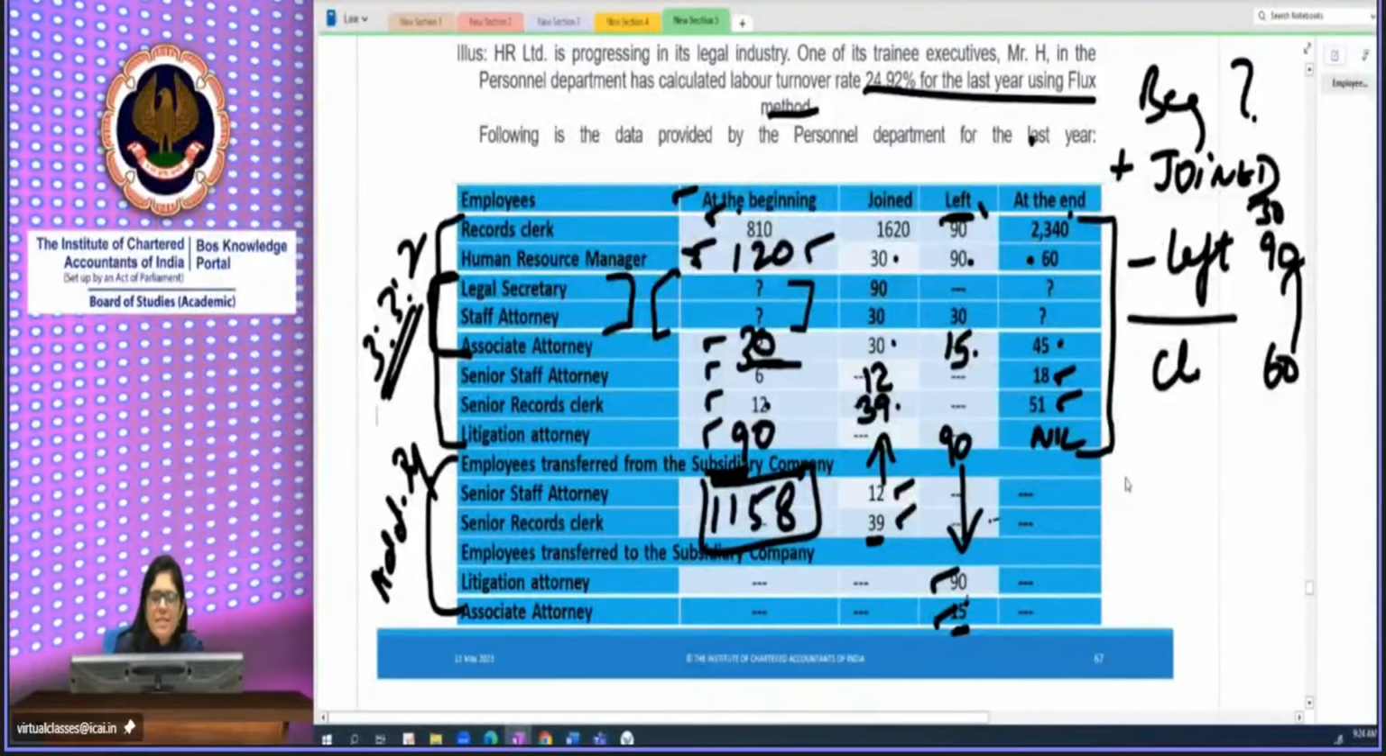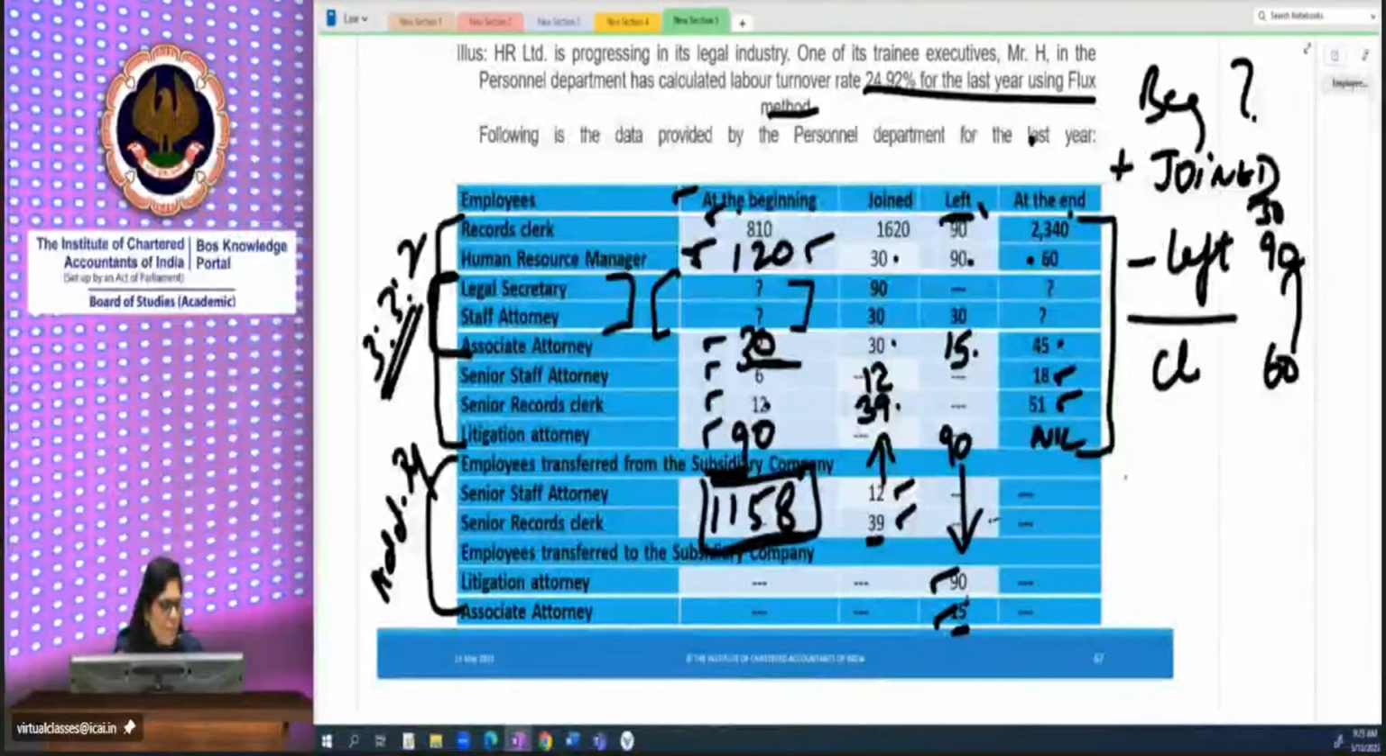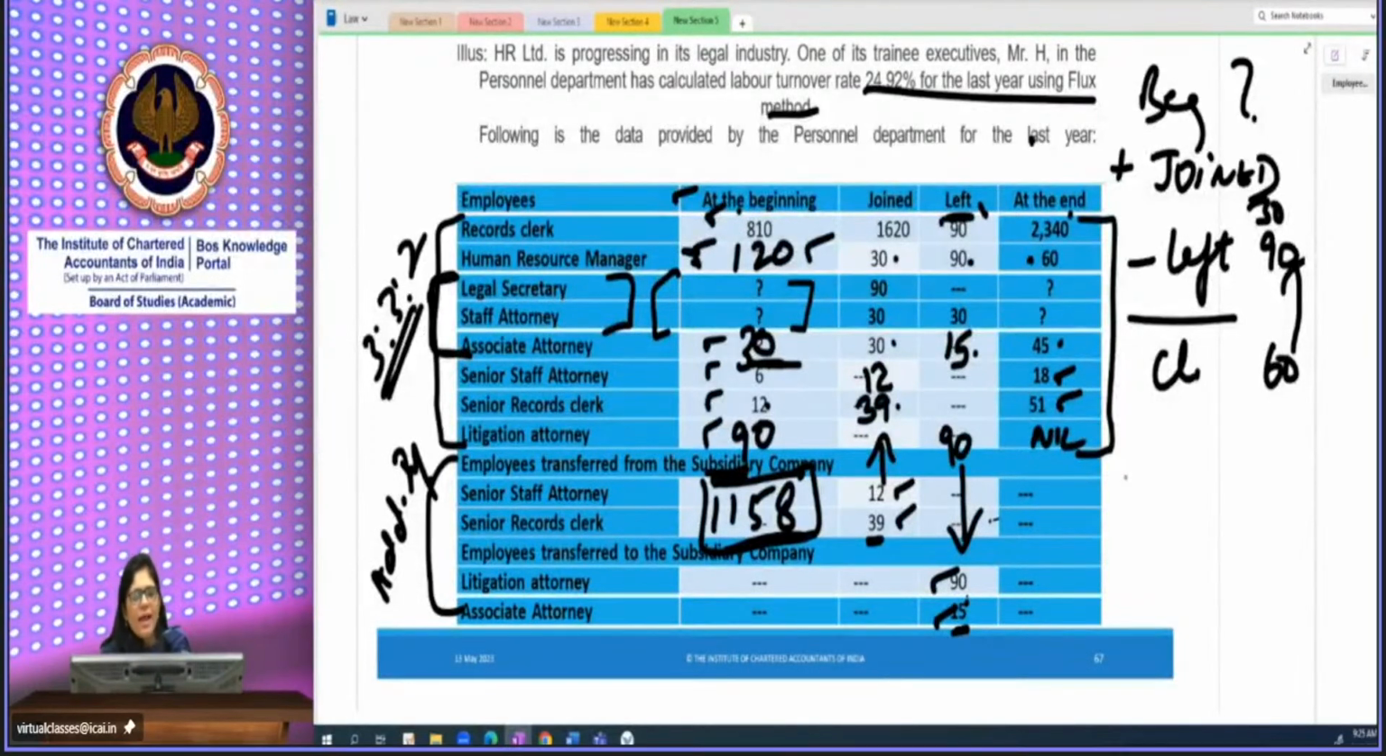Associate we know as 30. The total we also know. Can you calculate for legal and staff? The ratio they share, legal, staff and associate, is 3:3:2. And for associate, we know it's 30. Can you find out the balance of legal and staff?